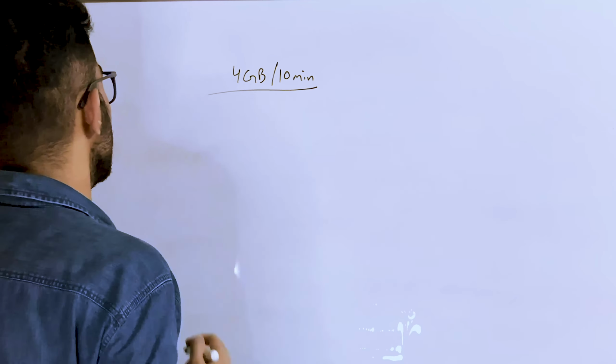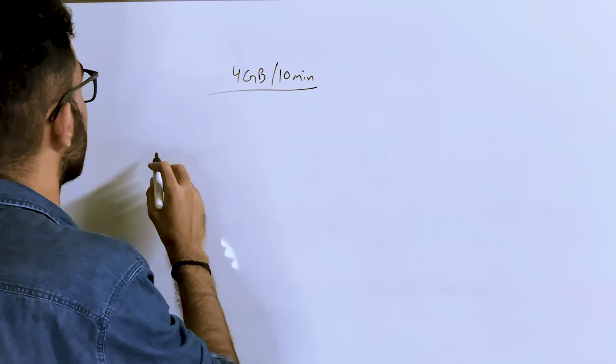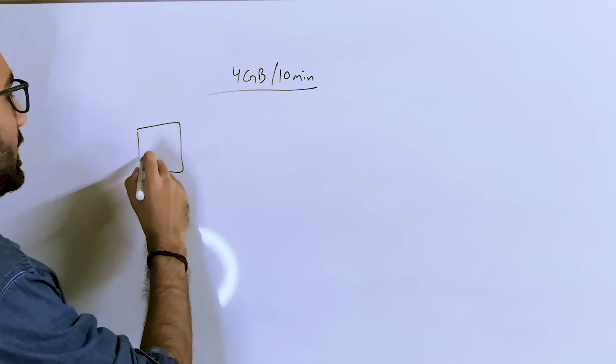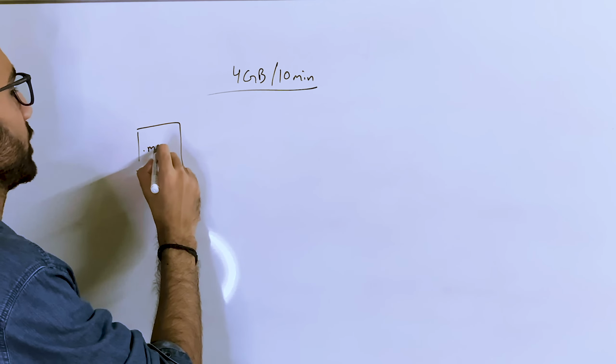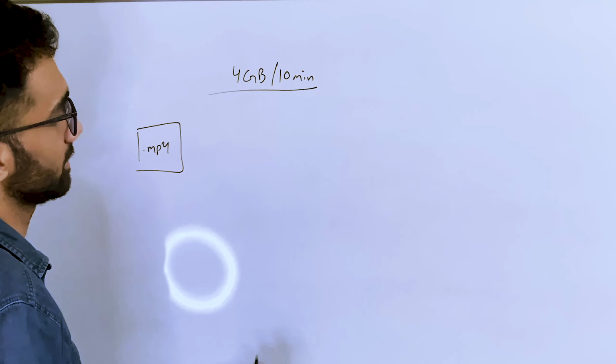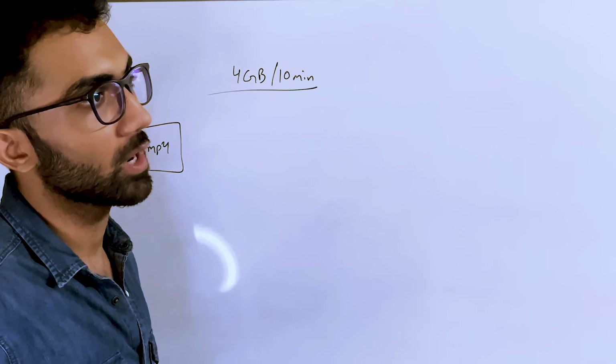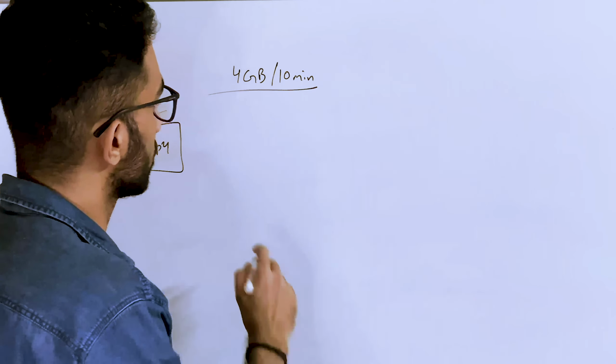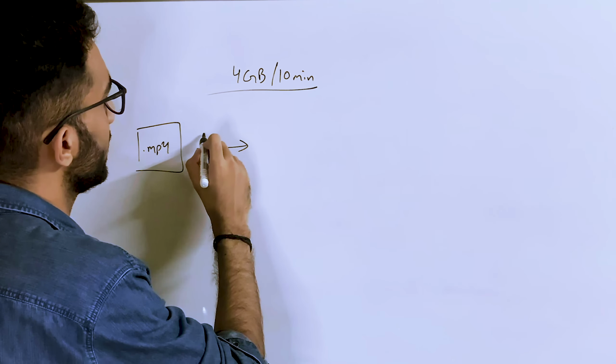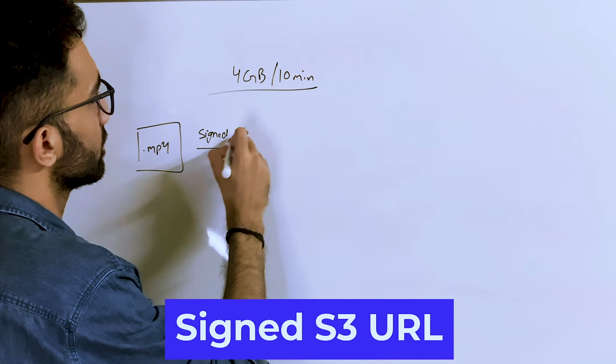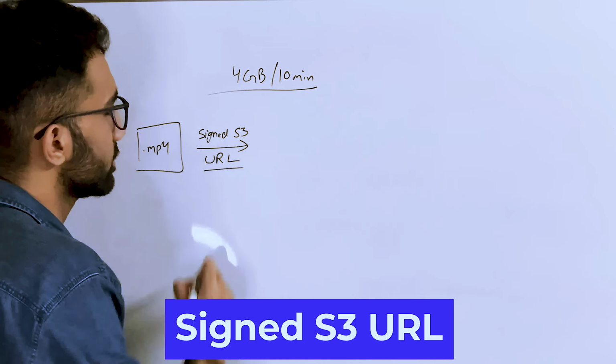So what you want to do, first thing is that you take up the video which the person has. Let's say this is an MP4 video. It could be any single format. And the first thing is to upload it to cloud, right? So the very first thing you would want to do is create a signed S3 URL. Now, what is a signed S3 URL?